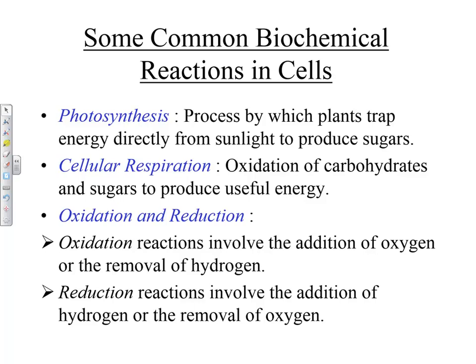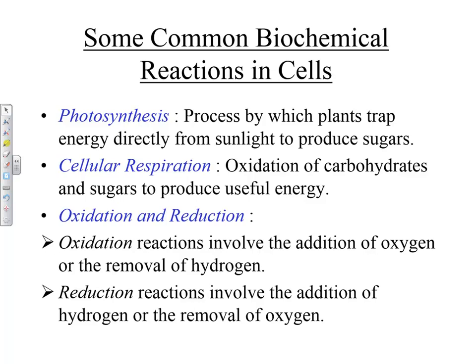So let's look at a few examples of biochemical reactions. The first one is photosynthesis. That's the process by which plants trap energy directly from sunlight to produce sugars. They are the ones that produce all these carbohydrates. And the reverse process is cellular respiration. Just like you and I breathe, even the cells need to breathe. They have to oxidize carbohydrates or sugars to produce useful energy, and produce carbon dioxide and water in the process.